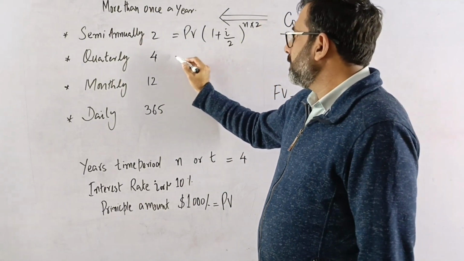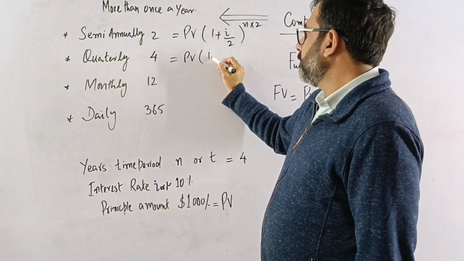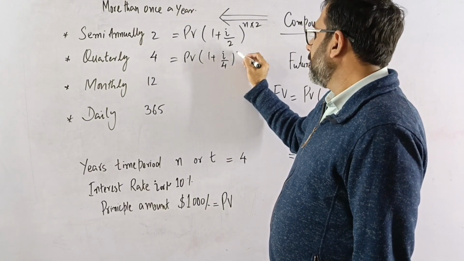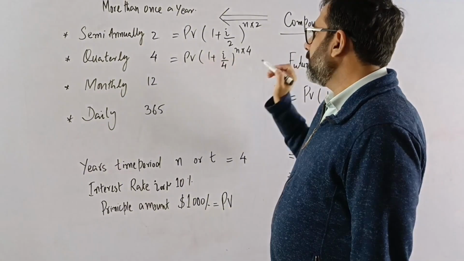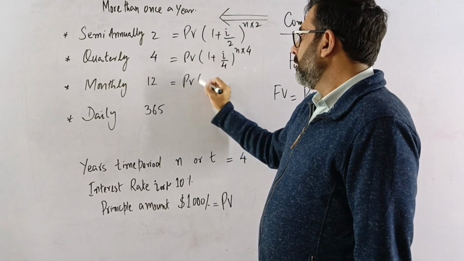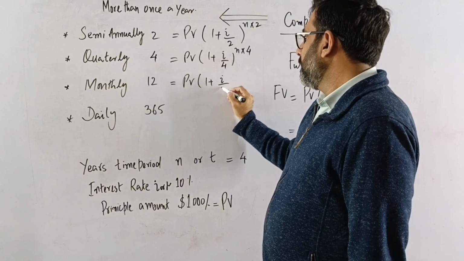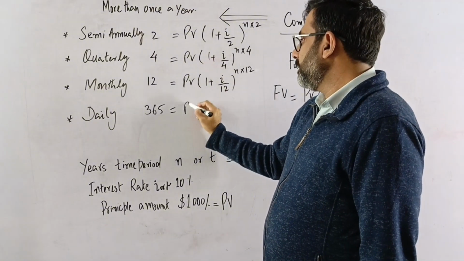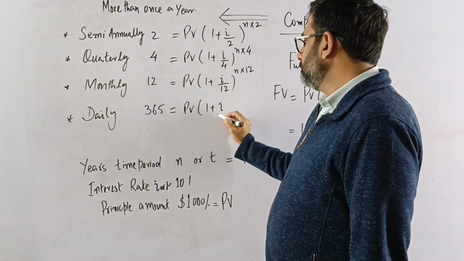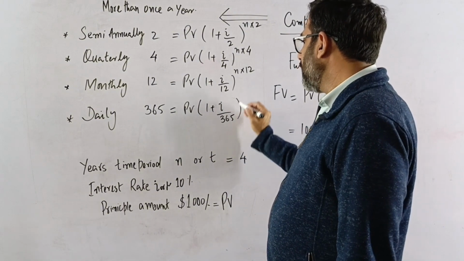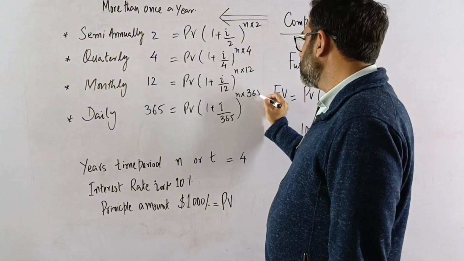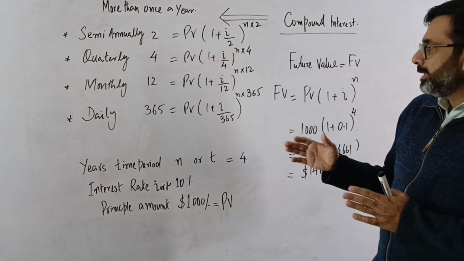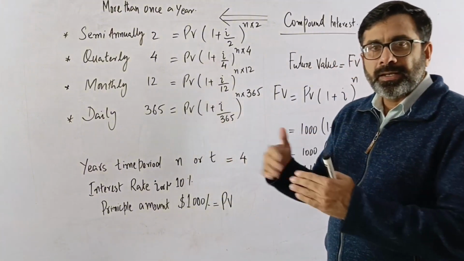In the same way, here it will be present value into 1 plus I divided by 4, and then N multiplied by 4. Here it will be present value into 1 plus I divided by 12, and N multiplied by 12, and here it will be 365 and N multiplied by 365. So the formulas will be the same, but only the number of time periods is multiplied.